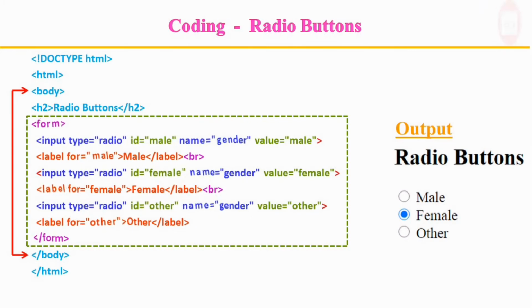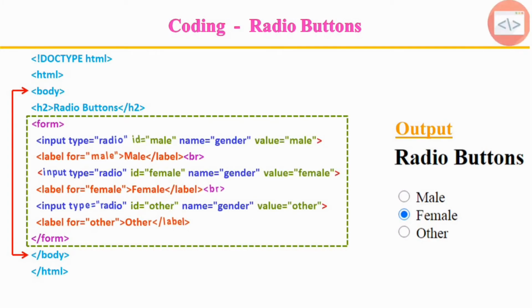The radio buttons are made using the input tag with type radio. The name attribute specifies the name of the input element. As I said earlier, if you select one option and try to select another option, you will see that it deselects the previous one. It is done using the name attribute, so it knows that these two radio buttons are part of the same group. The value attribute defines a unique value associated with each radio button.